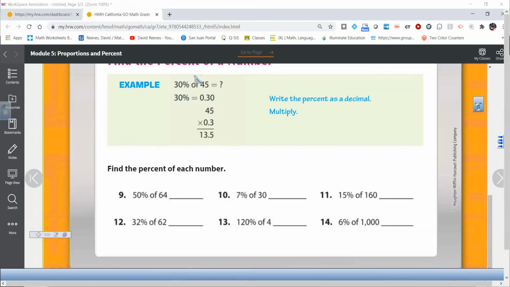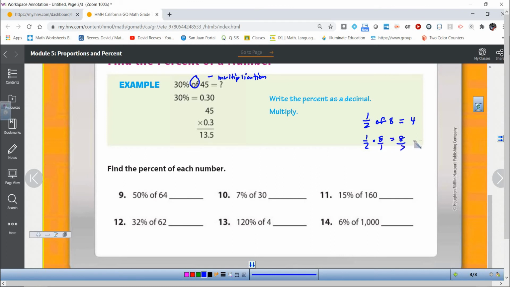Okay, and finally now the last part, where we are finding the percentage of each number. All right, so just a reminder, when you see the word of, you should think multiplication. So if I said, what is 1/2 of 8? Well, the answer is 4, right? 1/2 of 8 is 4. Well, I could get that by multiplying 1/2 times 8, and I would get 8 divided by 2, which is 4. So of tells us we're going to multiply. So we want to find 50% of 64, 7% of 30, and so on.